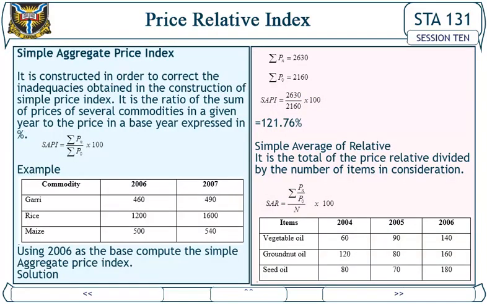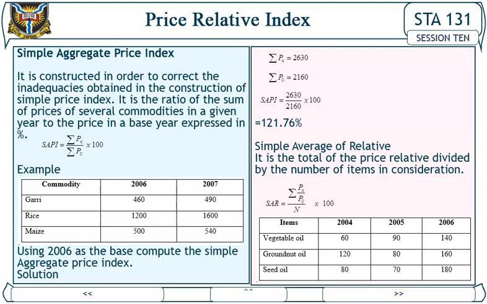Simple aggregate price index. It is constructed in order to correct the inadequacies obtained in the construction of simple price index. It is the ratio of the sum of prices of several commodities in a given year to the price in a base year expressed in percentage.